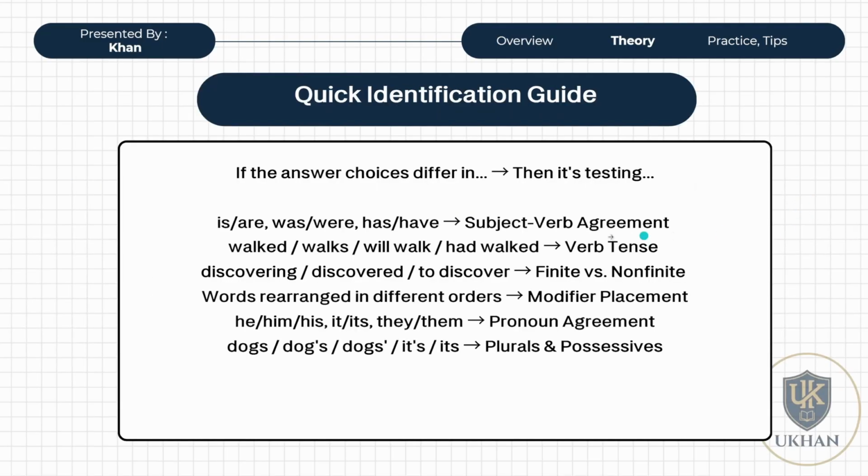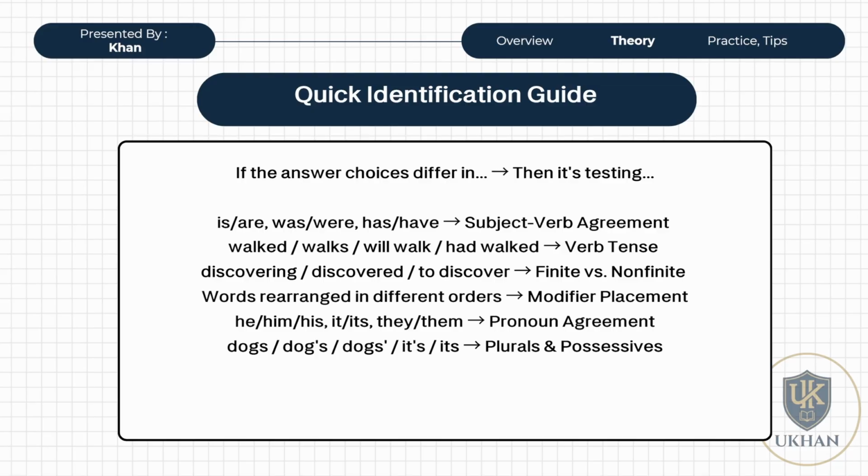Now, here's a quick identification guide. This is pretty valuable. If the choices differ in is versus are, was versus were, has versus have, the same tense but a different number, that's subject-verb agreement. The SAT is testing whether you can match the verb to its subject. If the choices differ in walked versus walks versus will walk versus had walked, the same verb but different tenses, that's verb tense. The SAT is testing whether you can read the surrounding context to pick up the time frame. If the choices mix discovering versus discovered versus to discover, that's a participle, a finite verb, and an infinitive. That's finite versus non-finite. The SAT is testing whether the sentence needs a complete verb or not.